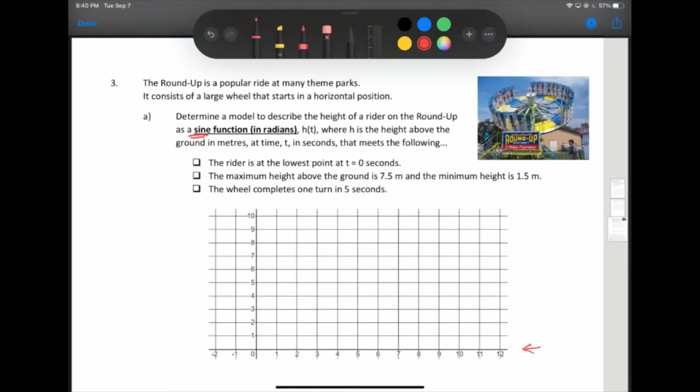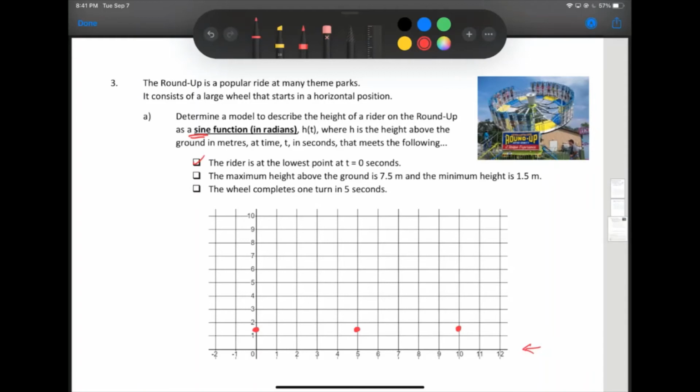Okay, so the lowest point is 1.5 above the ground, and it happens at 0 seconds. So I'm just going to draw a little dot there, and that has us at its lowest point at 0, and its highest point at 7.5 meters, and our time for 1 rotation is 5 seconds. Well, if it takes 5 seconds, after 5 seconds it's going to be back to where it started. 5 seconds later it'll be back where it started, and so on.